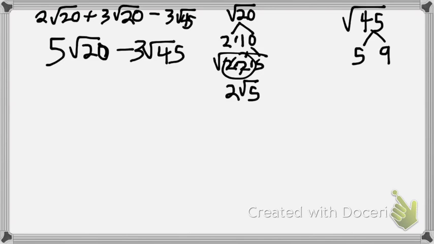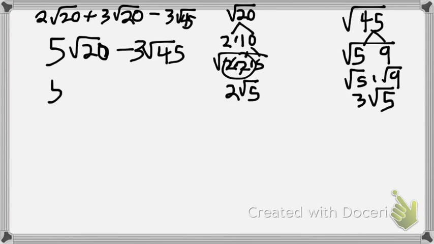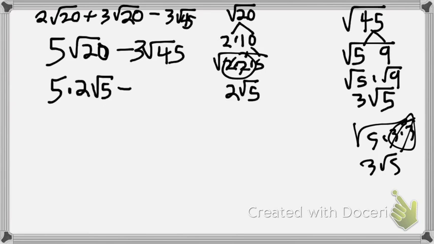That gives me 5 times 9. 9 is 3 times 3. And the square root of 9 is 3, so we get 3 radical 5. If you're used to doing it the other way, that would have turned into 5 times 3 times 3. Here we have 2 3's, so we pull 1 3 out and get that. So let's rewrite this. Instead of 5 radical 20, we have 5 times 2 radical 5 minus 3, and then instead of the square root of 45, I'm going to write 3 times the square root of 5.